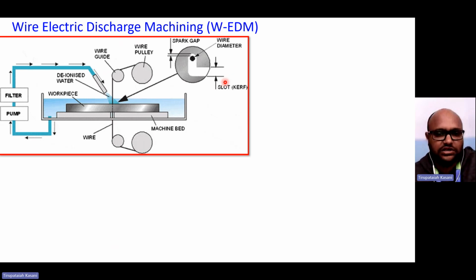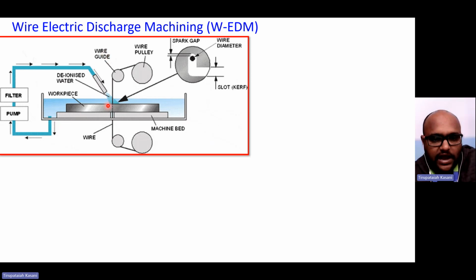The schematic looks like this. This is the pump and this is the filter. This is the tank, and this is the machine bed or machine table. Using a fixture, we mount a workpiece here. This blue color is the deionized water, with the same pump and filter as earlier. Continuously, the dielectric medium is supplied to the machining zone. This is the machining zone.